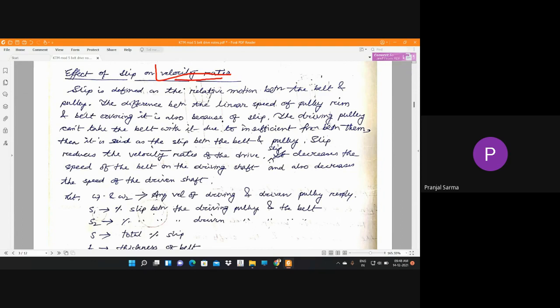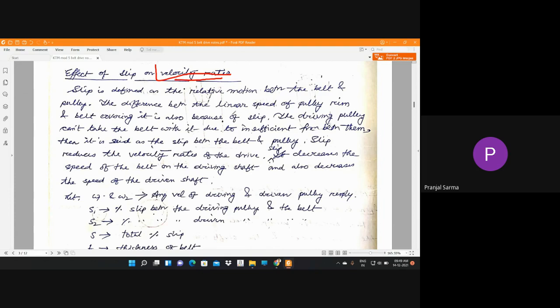As we have previously said, slip we can consider to be the relative motion between the belt and the pulley. In actual sense, whatever the motion of the pulley, we want the same motion transmitted to the belt. But due to slip, there will be some relative motion. Suppose the pulley is rotating, but the belt is not getting that motion, then also there will be relative motion between them. So that is the kind of slip.